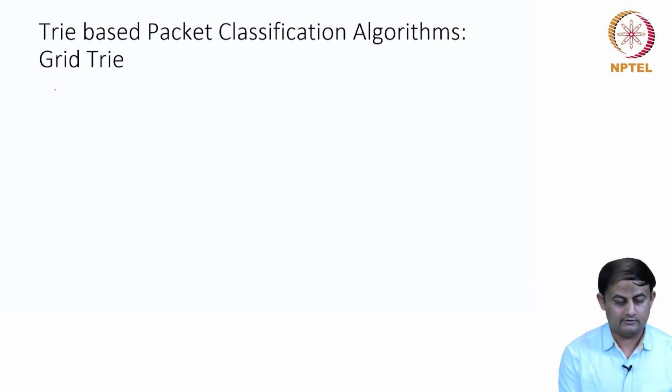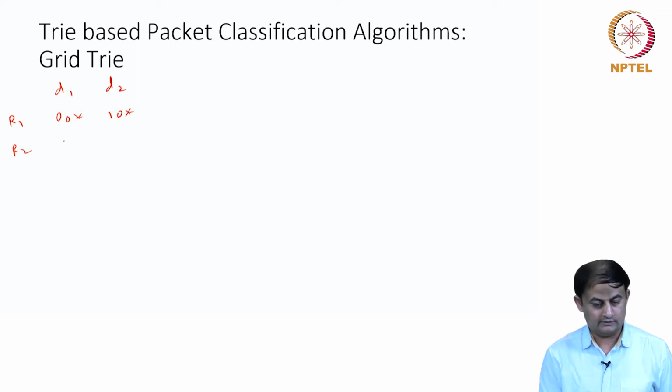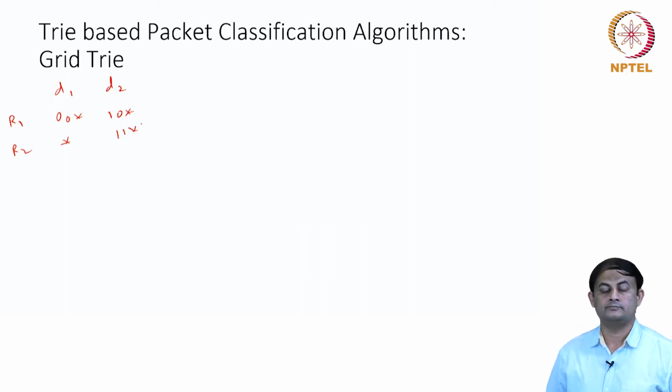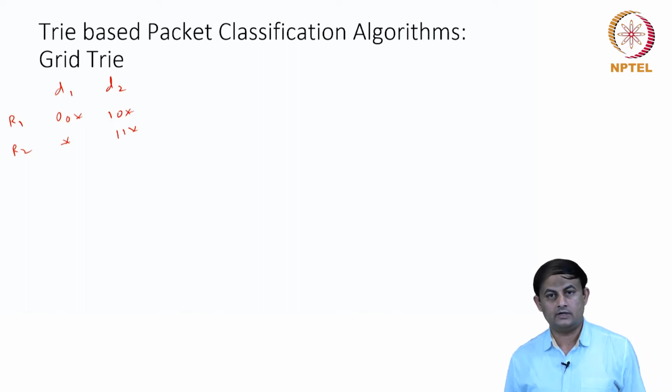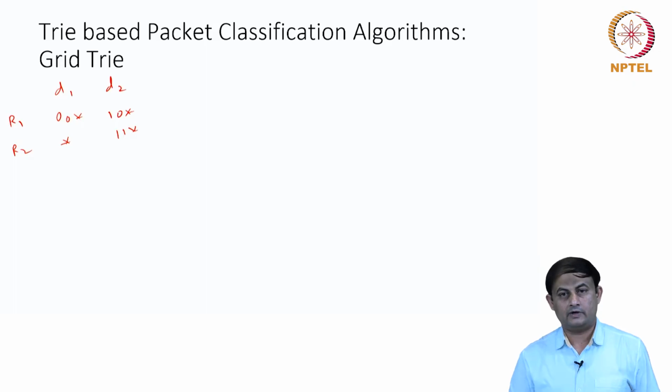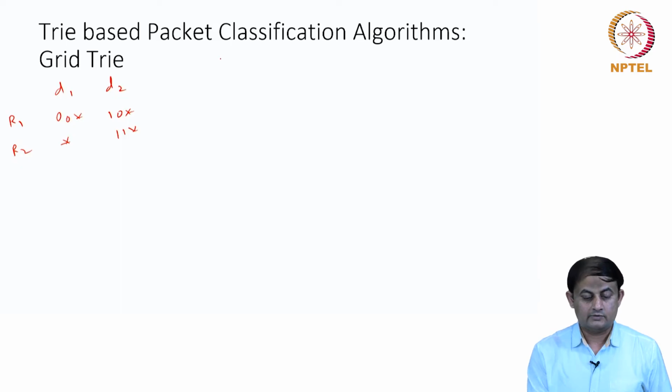example. Here is the classifier with two rules with two dimensions D1 and D2. Rule R1 says D1 is 0 0 star and D2 is 1 0 star, and rule R2 says D1 is star and D2 is 1 1 star. So these are the two rules in my classifier on the two dimensions. First let's construct the set prune trie and then ask the question, what is the further optimization that we bring here. So as usual, I go one dimension at a time.